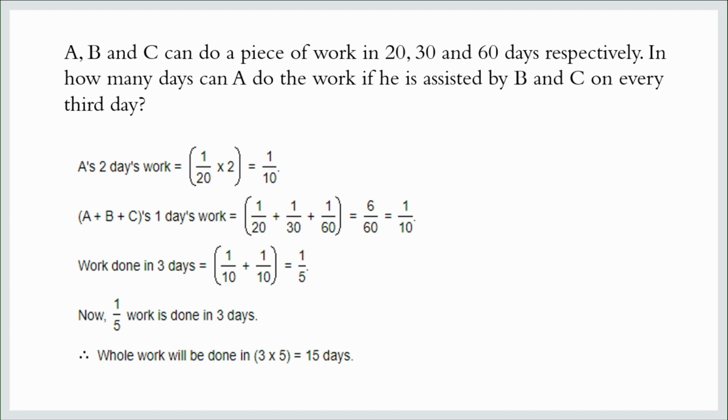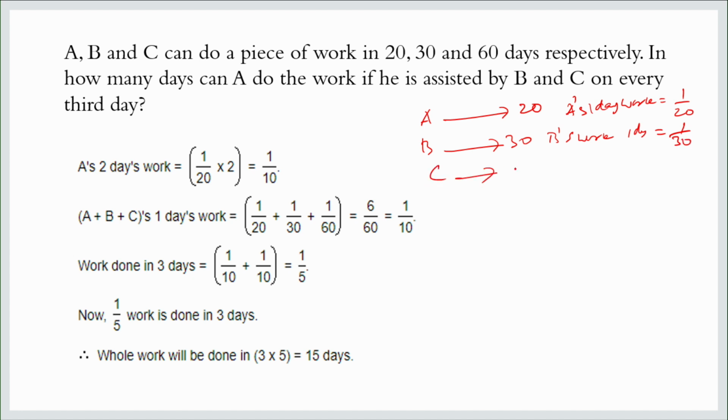So, A can do the work in 20 days. So, A's one day work is how much? 1 by 20. B can do the work in 30 days. So, B's work in one day is 1 by 30. C can do the work in 60 days. C's work in one day is 1 by 60.